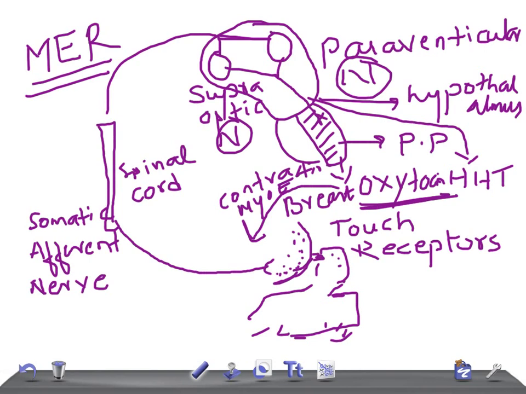Okay guys, I hope you got an idea, and remember that one of the functions of the oxytocin secreted by the posterior pituitary is to contract the myoepithelial cells of the breast, and there are other functions depending on the pregnant uterus and the non-pregnant uterus. So I'm going to make another video on that. So this is about the milk ejection reflex. Try to memorize this, it is very simple. Try to know the nuclei and how it works.